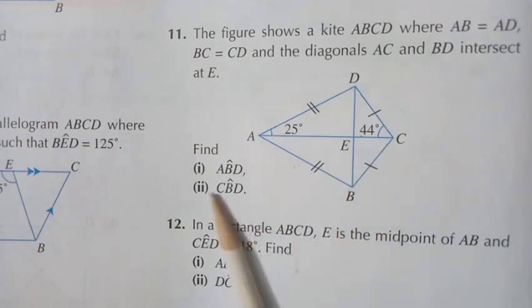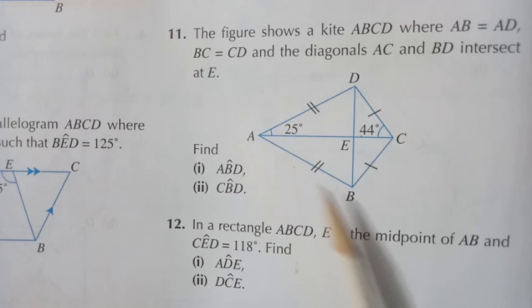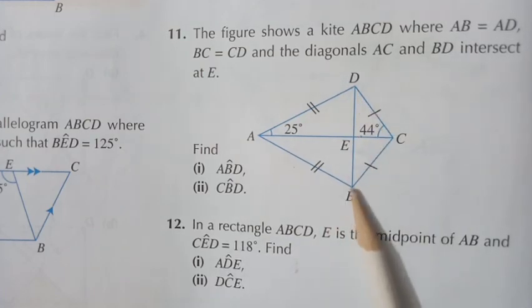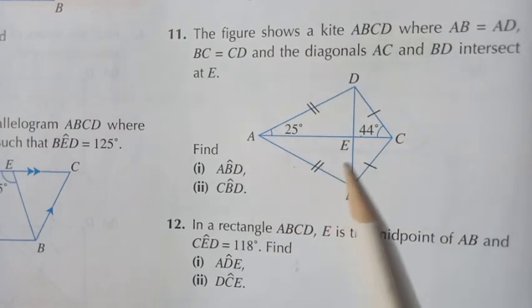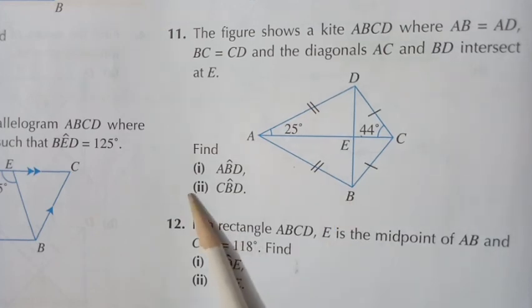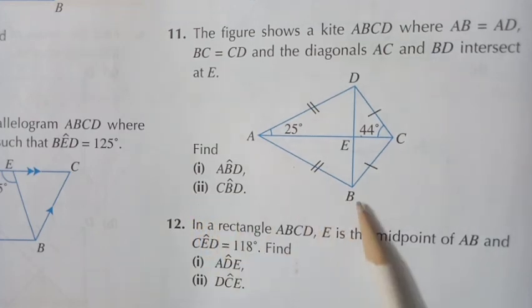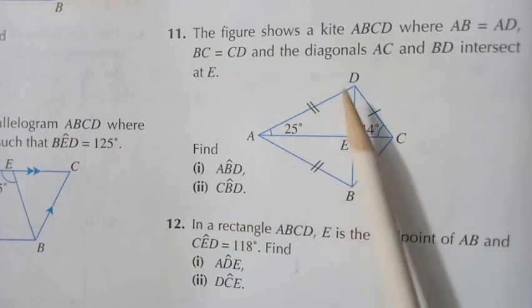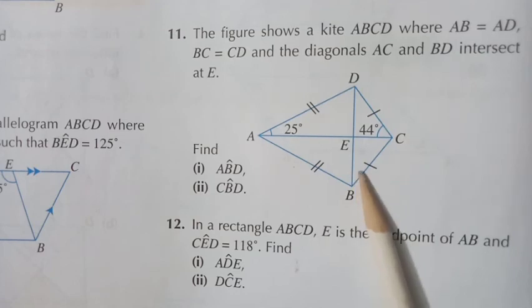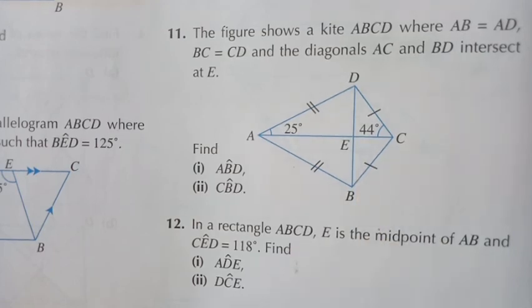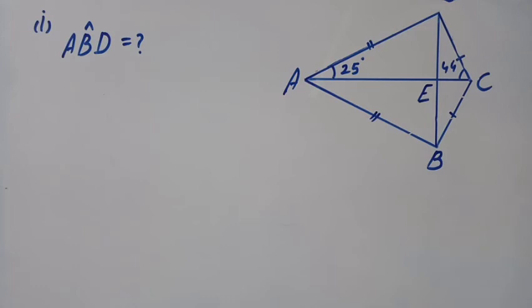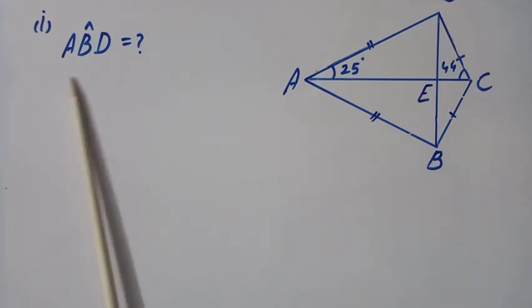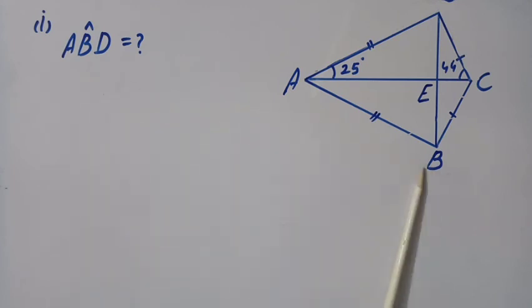Now find ABD. This angle at the point B we have to find out, and the other one on the same point B, angle CBD, this angle we have to find out. Clear? Very easy question. In this figure, we have to find out in part 1 angle ABD. Angle ABD, this angle we have to find out.